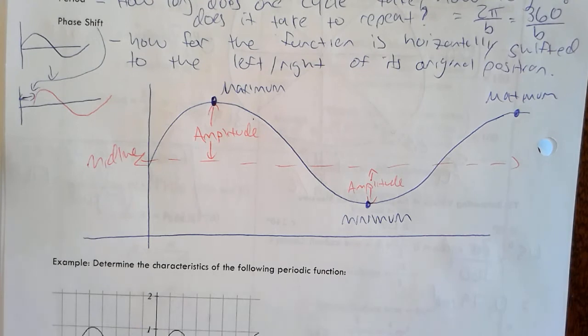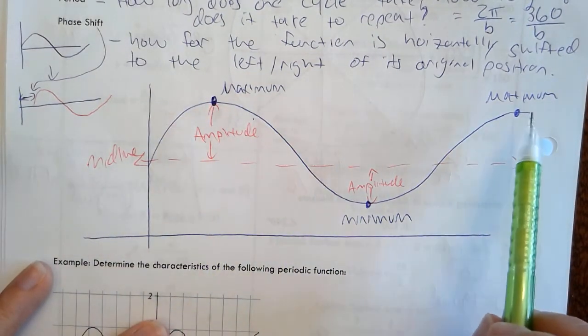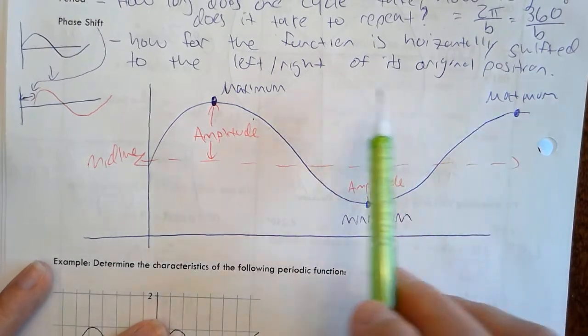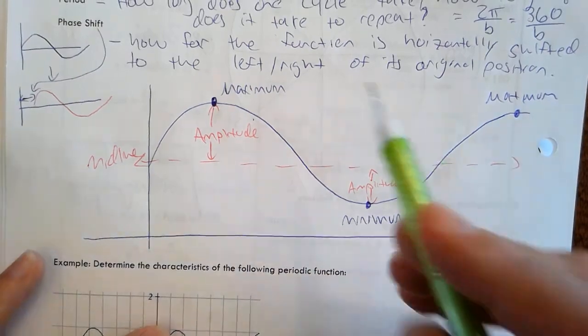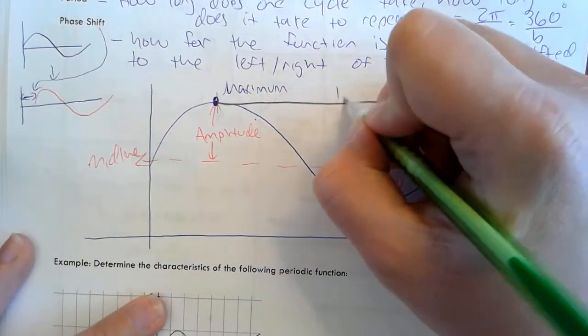Okay, period. Here's everyone's favorite right here. I think I'm gonna use pencil just so I make it look a little different. Period is how long does it take to repeat? The points you can look at are maximums. How long does it take to go from one maximum to another? Do you see how in this time period we've gone through one full cycle? So from here to here is 1 period.